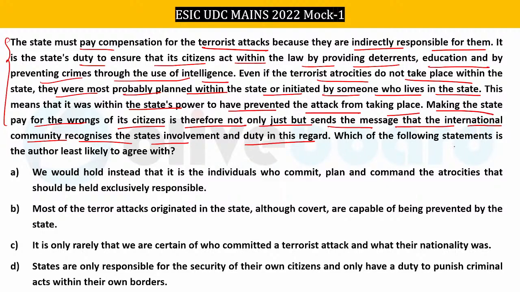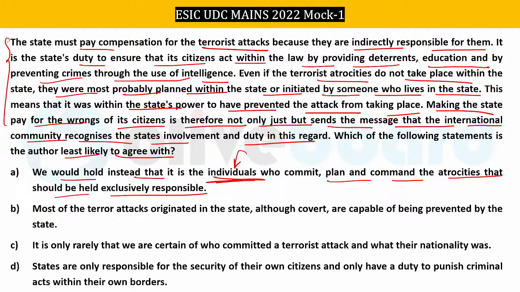Now it is given: which of the following statements is the author least likely to agree with? That means he will not agree with this, right? So first one, we would hold instead that it is the individuals who commit crime, plan, command the atrocities that should be held exclusively responsible.